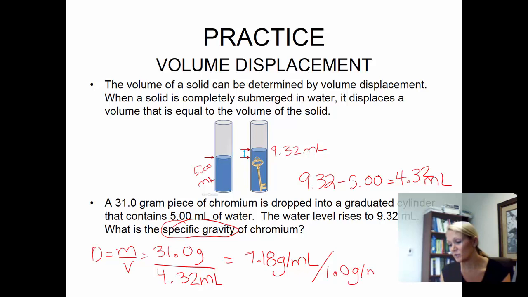Alright, specific gravity just means that you divide by the density of water. And the density of water is 1 unless you're told otherwise or it's at a different temperature. So specific gravity just means that your units cancel, so we get 7.18. So it's the same number, just no units. Alright, I hope this helps with lab and with any problems with volume displacement. Thank you.